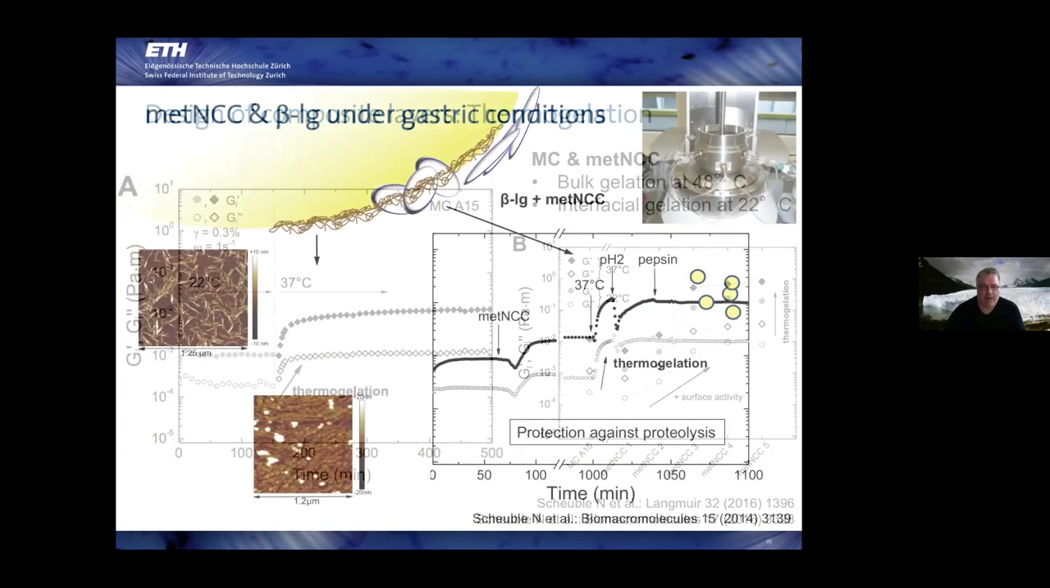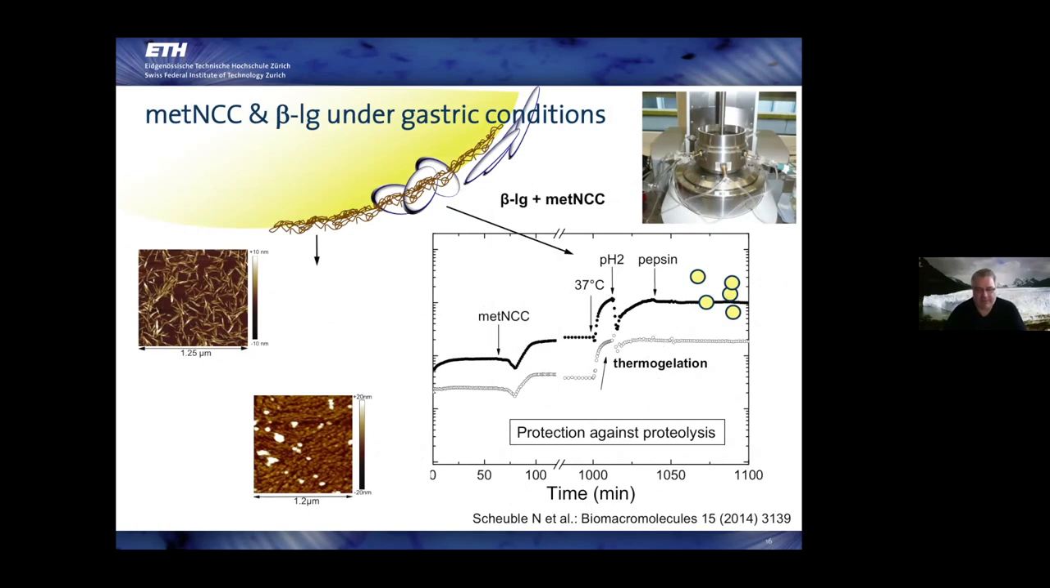Now I'm just showing you the same experiment that we have done with the methylated cellulose and the beta-lactoglobulin together under gastric conditions. It's the same experiment that we've done with the beta-lactoglobulin alone. But what you see over here is that in every step that we do, except maybe the addition or the change of the pH, the layer is actually getting stronger.